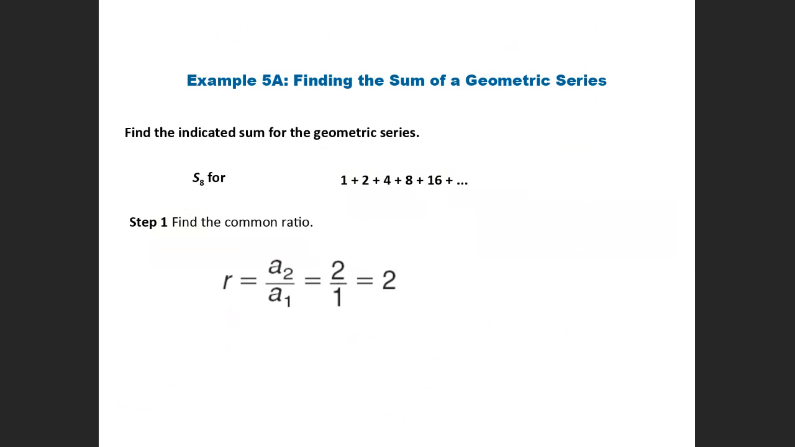So here is an example. It says find the indicated sum for the geometric series 1, 2, 4, 8, 16. Oh, they used the same formula that I did, except they did S of 8. So they wanted to know what the sum of the first 8 terms is. Okay, so if I was going to write this down, it would be 2 times 1 minus 2 to the 8th power over 1 minus 2.